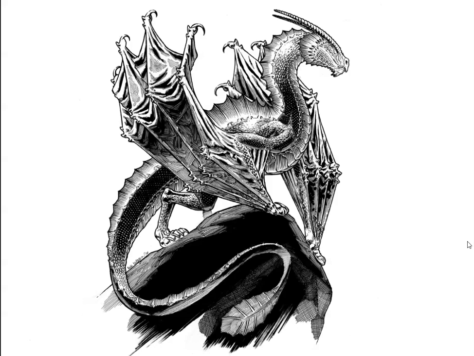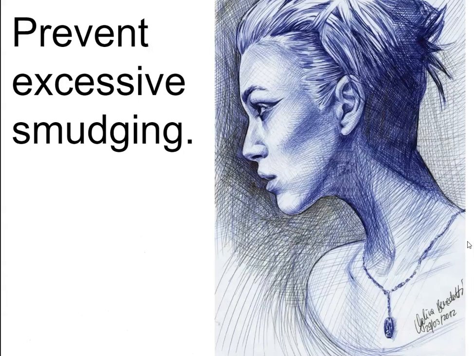Now this one's done with free-flowing ink pens with hatching and stippling and some cross-hatching. This one is done with ballpoint pen, also hatching and cross-hatching, but in a little bit more of a scribble style. If this was smudged anywhere, you would definitely see it and it would not be as good.